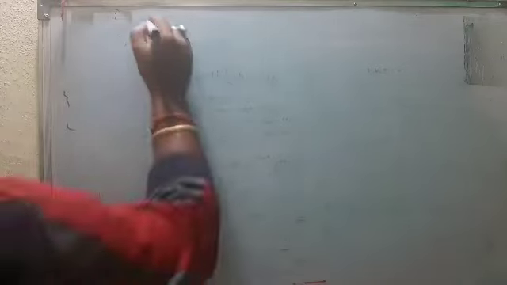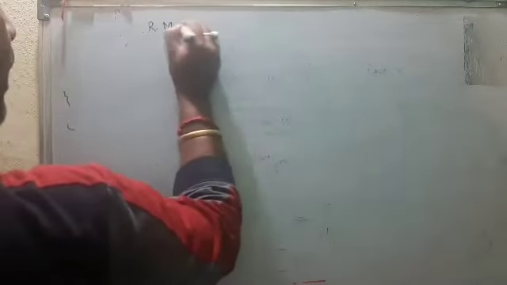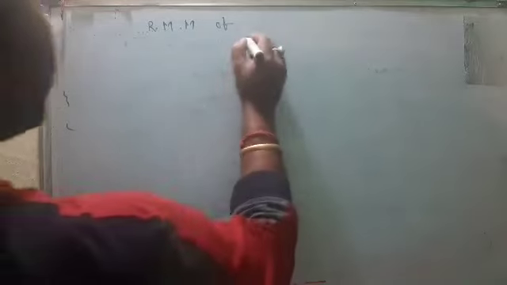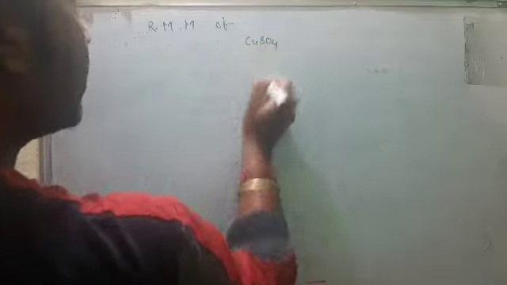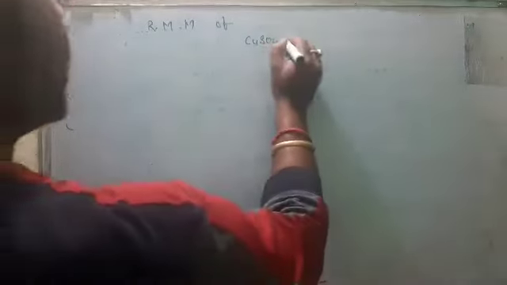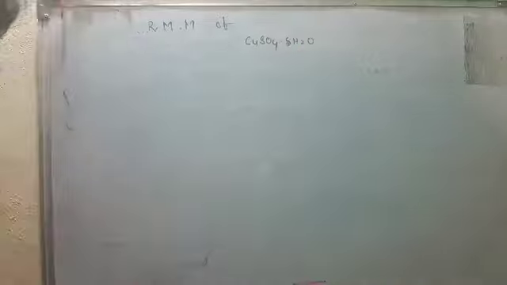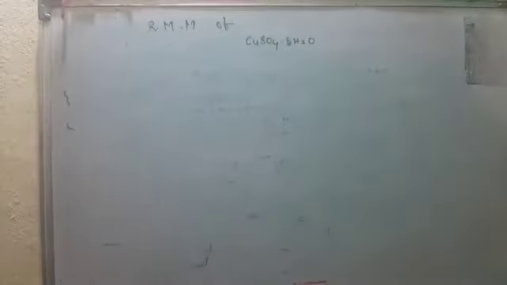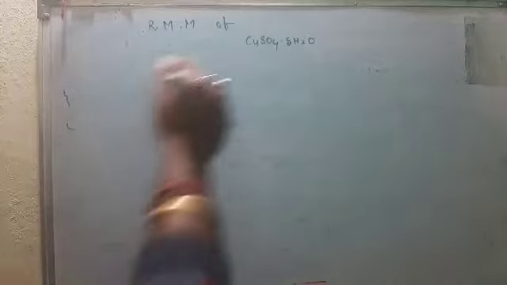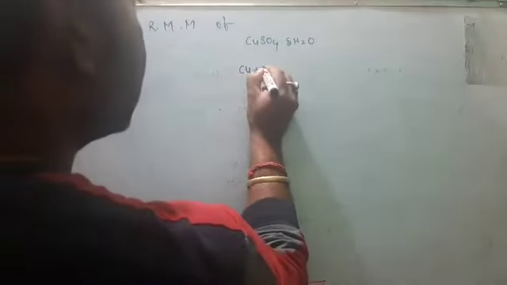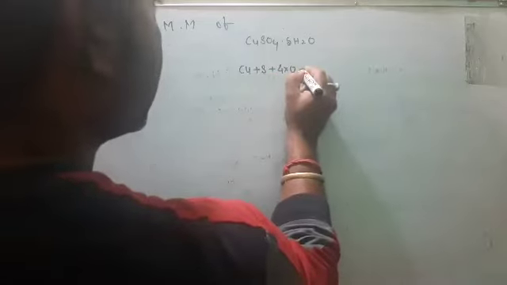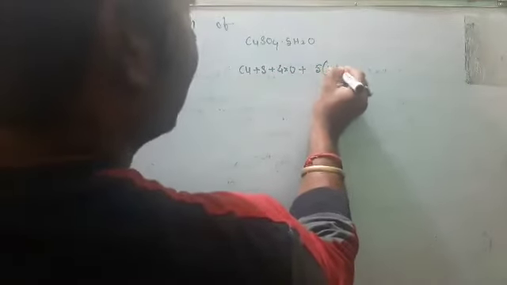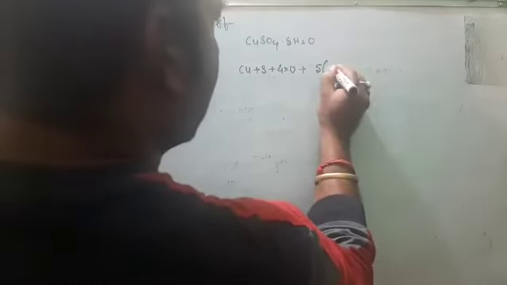If the question is like this: calculate the relative molecular mass (RMM) of, you can take anything. Suppose I take CuSO4·5H2O. This dot means 5H2O. What is the relative molecular mass? Here we have Cu plus S plus 4 oxygen plus 5 water. You can write it like this, or like this.